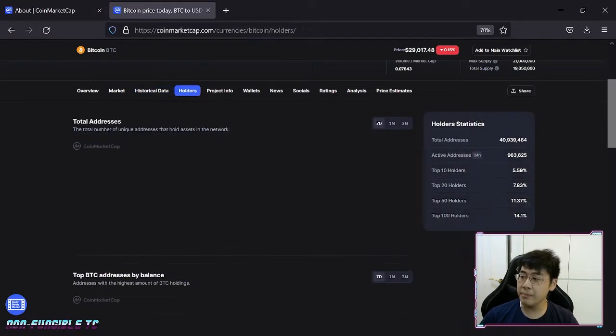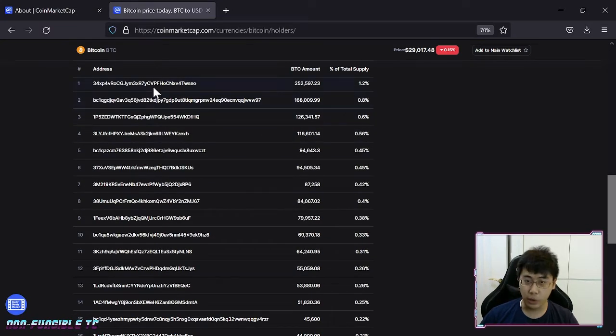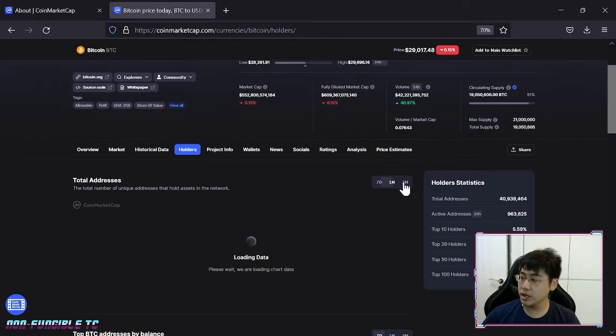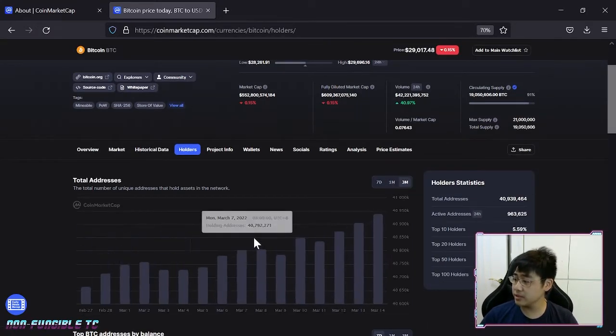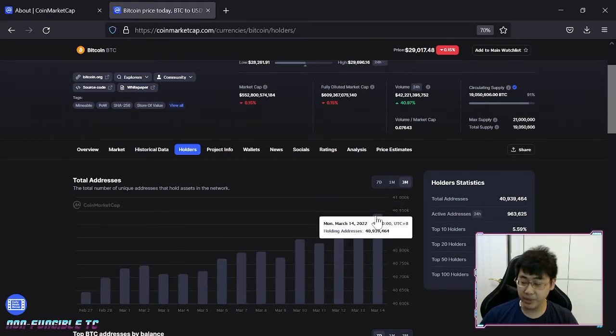Holders is basically the number of addresses that hold Bitcoin, right? So right now I think, this is the top addresses by balance. It shows that these are the whales that hold a lot of Bitcoin, right? So with holders, you can see the change in terms of the holders, but it seems like there's some issue, now it's working in 3 months. You can actually see from February to March, there are more and more holders for Bitcoin.